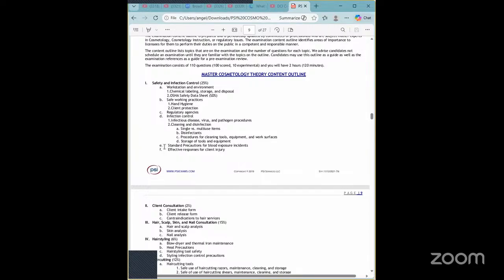You don't keep going, you stop the service. If I was doing a manicure and I took the nippers and I cut my client's cuticle and she cut past the cuticle and it drew blood, I can't keep going to the next nail while she's bleeding. Okay, so those two go together. Blood exposure incidents, the standard precautions, and then effective responses. What do we do when we do draw the blood? Got it?